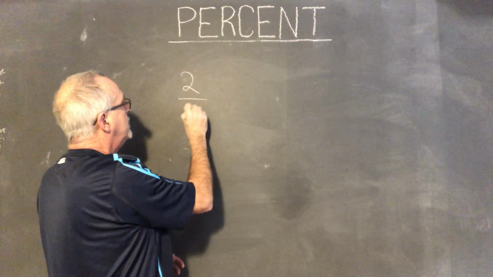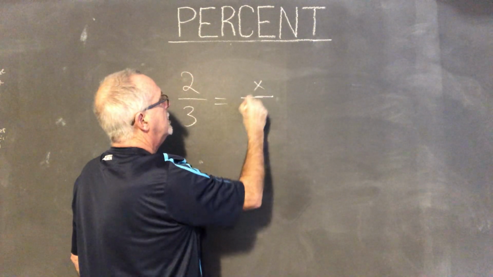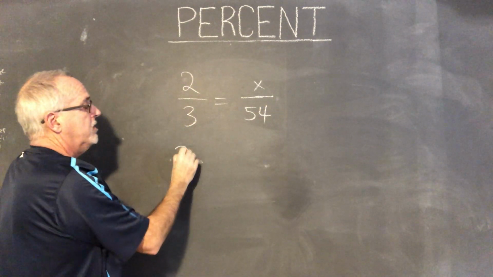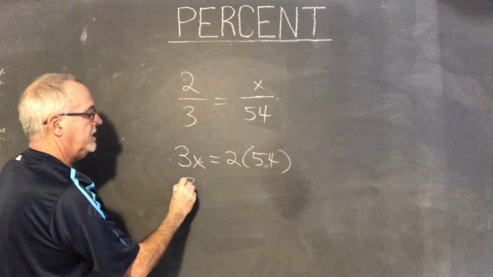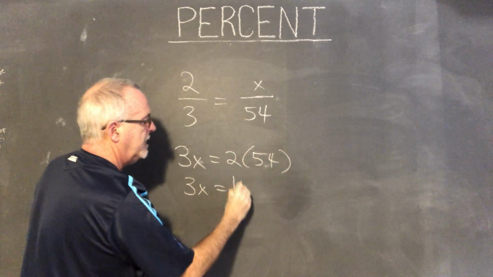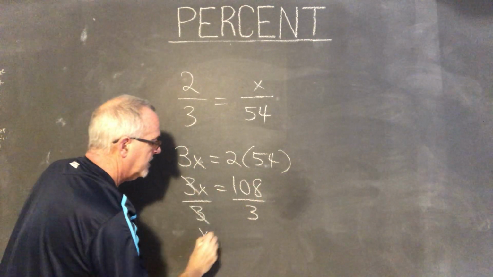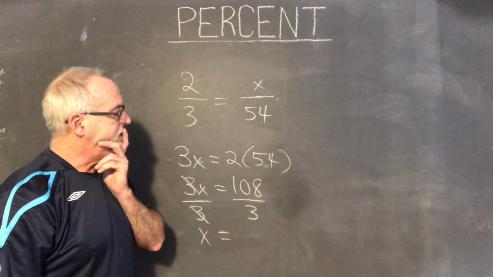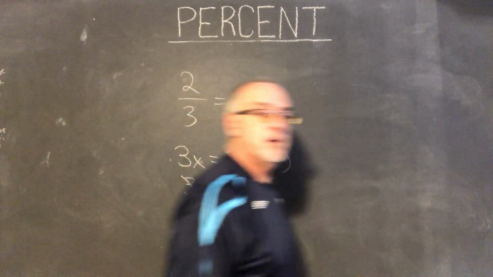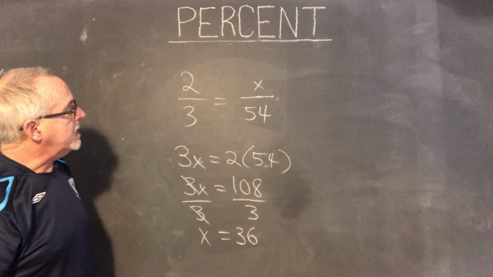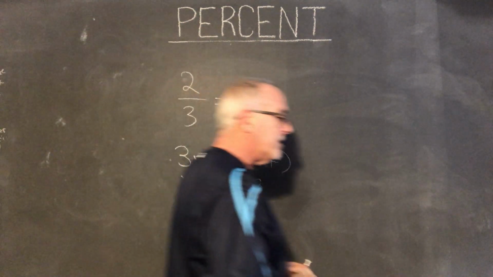2/3 equals x over 54. 3 times x is equal to 2 times 54. 3x is equal to 108. I'll divide both sides by 3. X is equal to 108 divided by 3. Is it going to be 36? I think it's going to be 36. Yes, it is 36. Get your calculator if you need it. But I think I managed to do that. 2/3 is equal to 36/54. Who would have thought? Okay, another example.